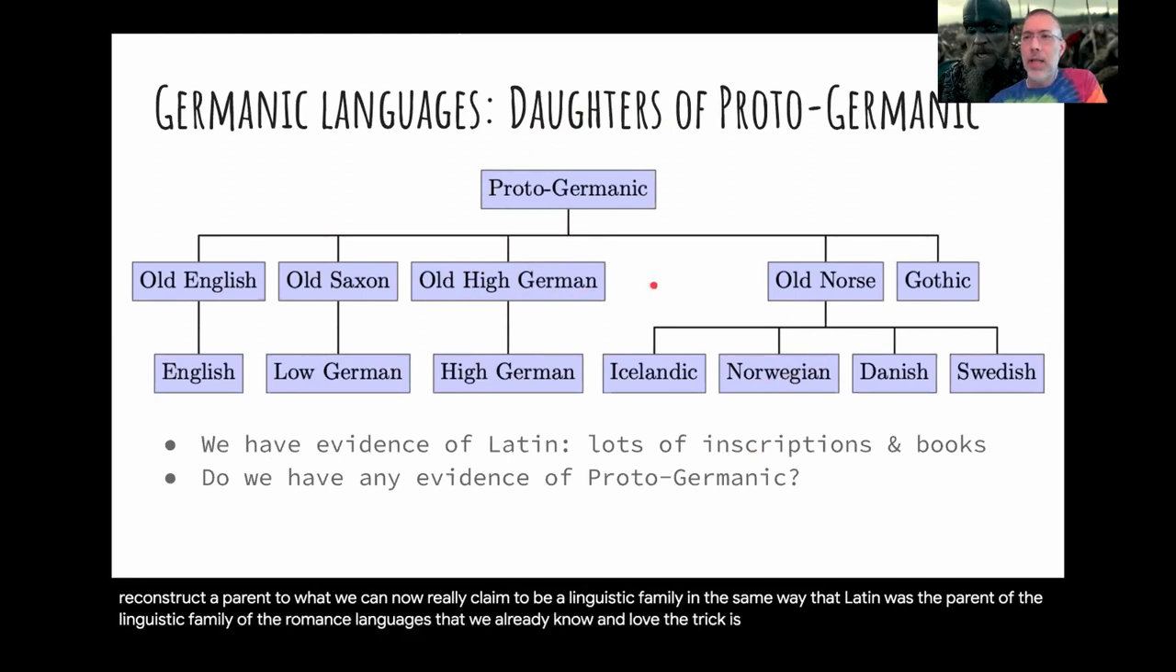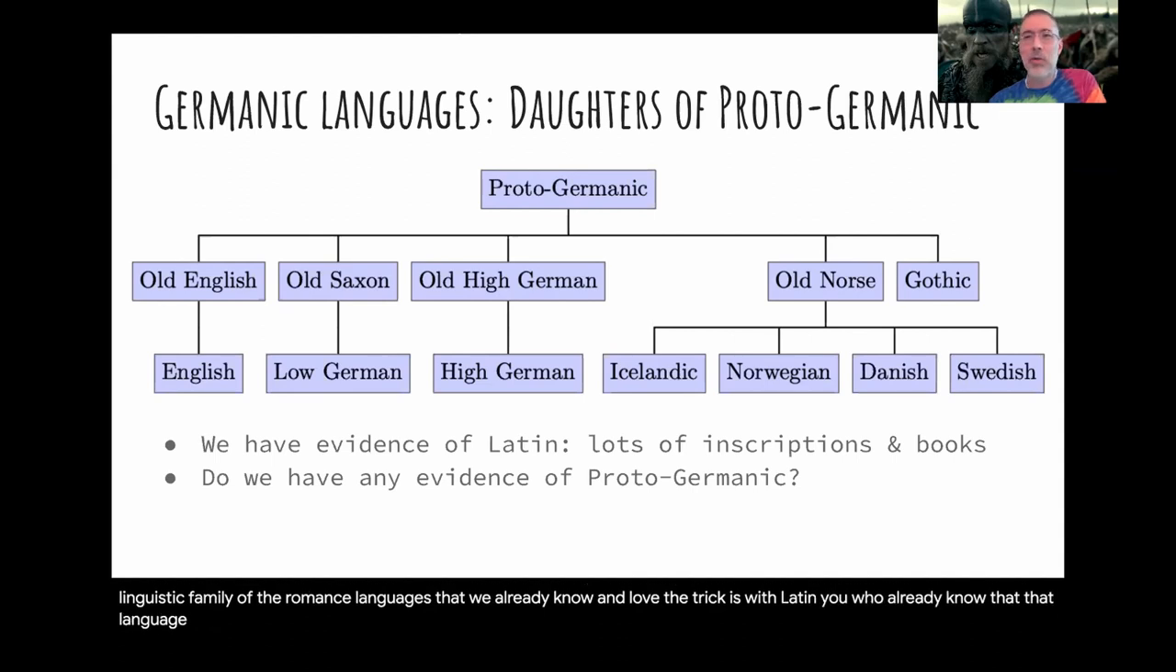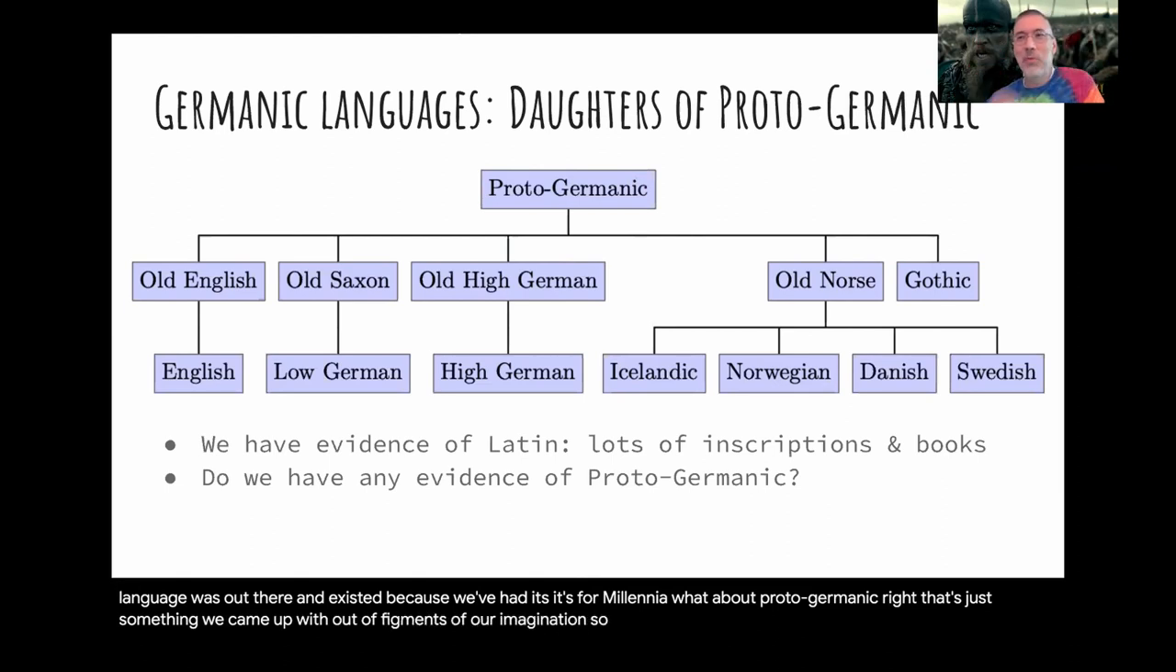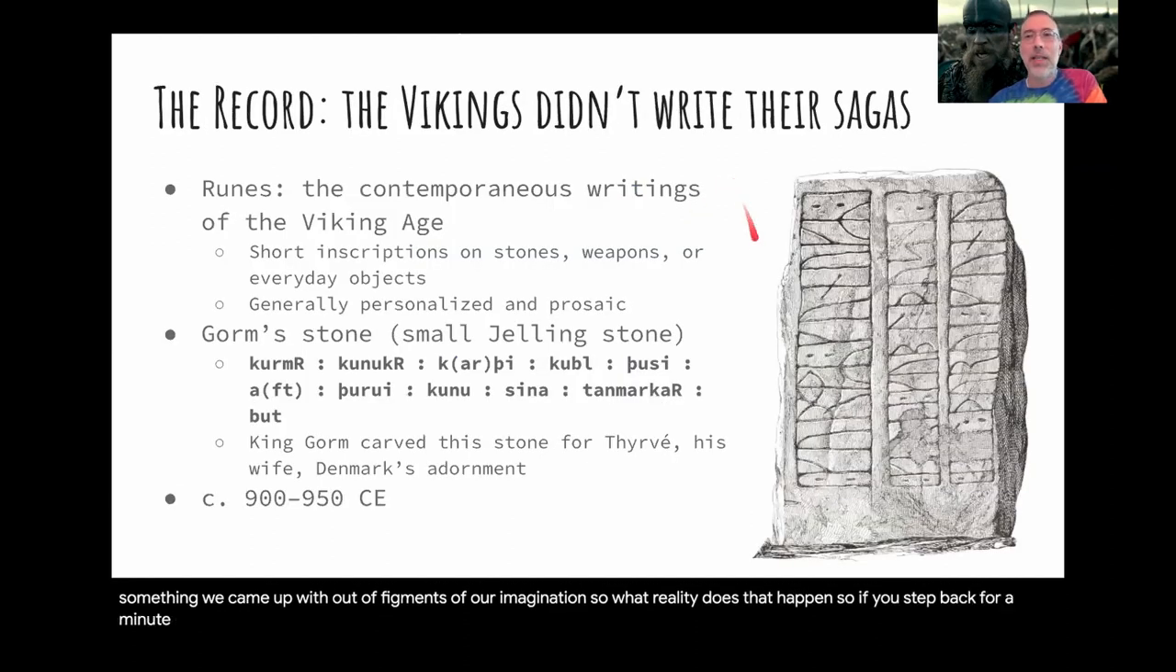The trick is with Latin, you already know that that language was out there and existed because we've had its documents for millennia. What about Proto-Germanic, right? That's just something we came up with out of figments of our imagination. So what reality does that have? So if you step back for a minute, I pointed out that the sagas were written much later than the Viking age for the most part, but that doesn't mean there wasn't writing during the Viking age.